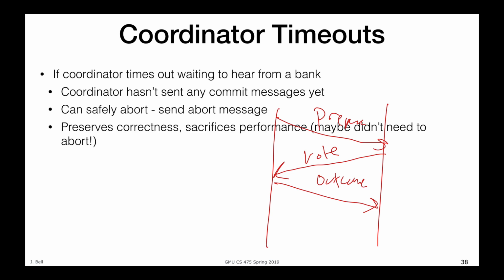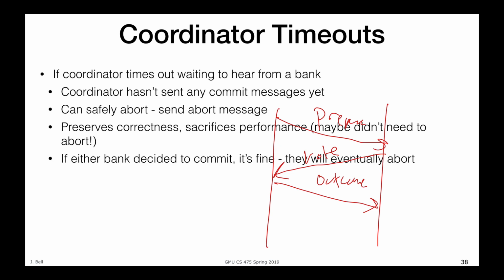Note that this preserves correctness at the sacrifice of performance. Maybe everyone else was going to vote to commit and it just took too long. But it still is correct because everyone will eventually agree on abort. If the coordinator decides to abort, it never sends a message that says commit. Everyone else will eventually abort too. It could even send the message abort. If either bank decided to commit, it was fine. They will eventually abort. If the coordinator times out hearing from a bank, this is fine.